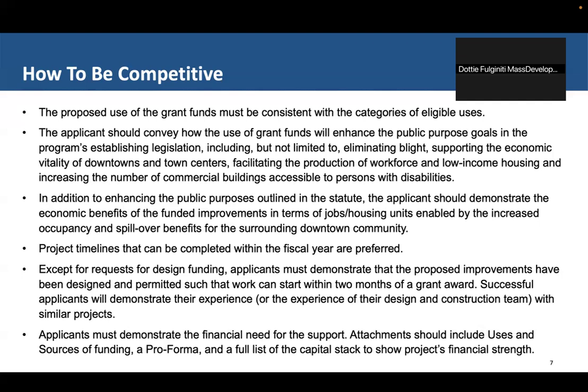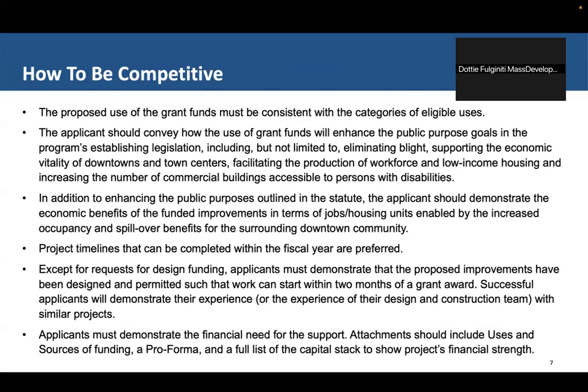Project timelines that can be completed within the fiscal year are preferred. Except for requests for design funding, applicants must demonstrate that the proposed improvements have been designed and permitted such that the work can start within 2 months of the grant award. Successful applicants will demonstrate their experience, or the experience of their design and construction team with similar projects.